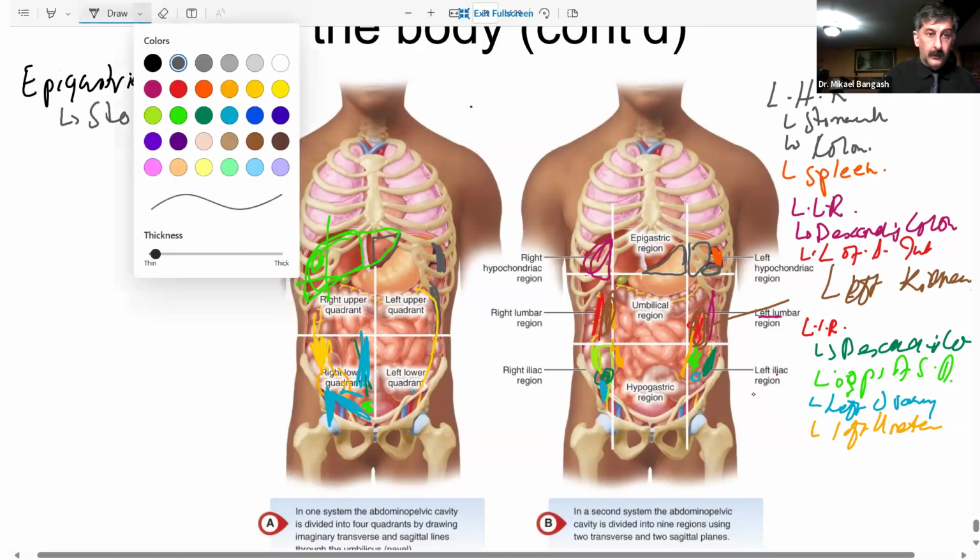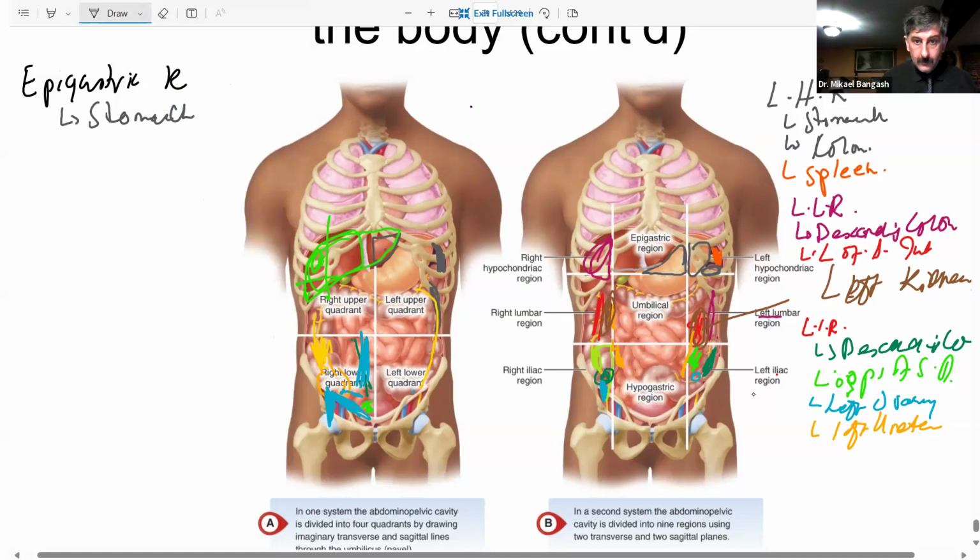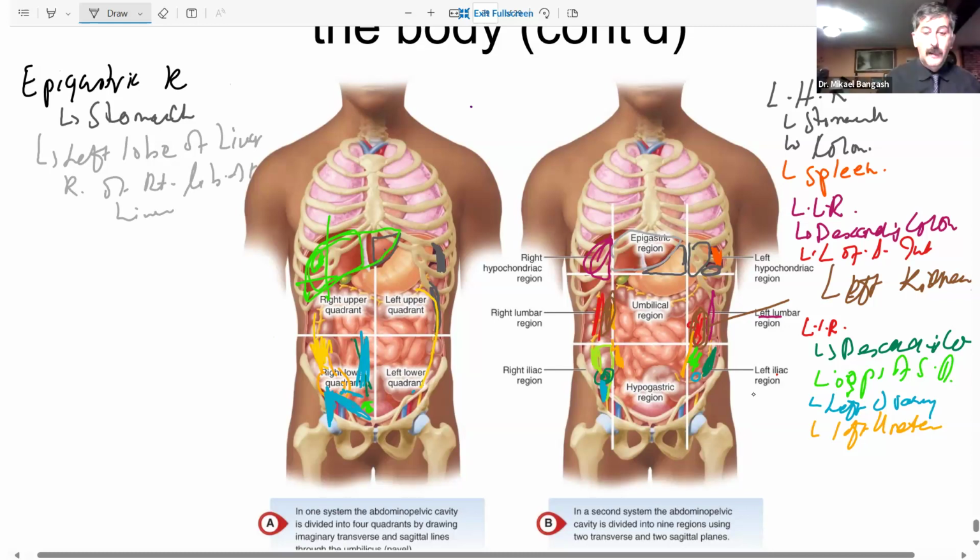We even have the remaining part of your liver. So mainly all the left lobe of liver. And we can just say, whatever didn't fall into the right hypochondrial region, so we can say the remaining of the right lobe of liver.